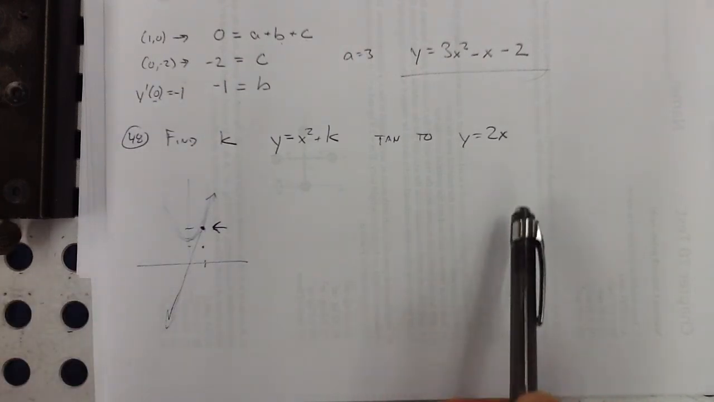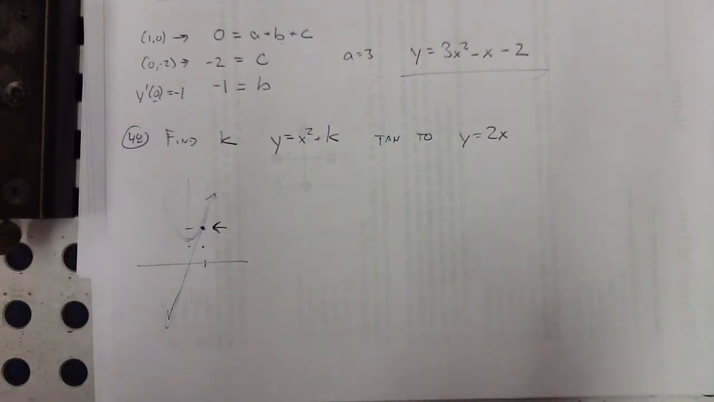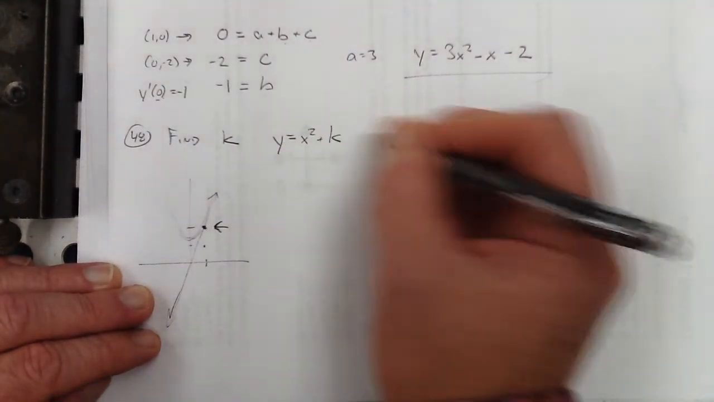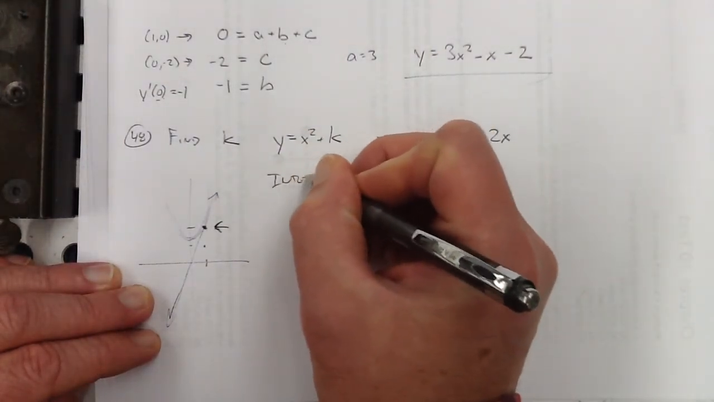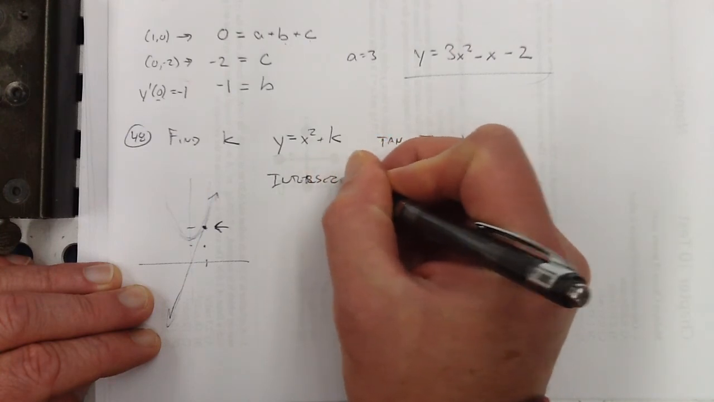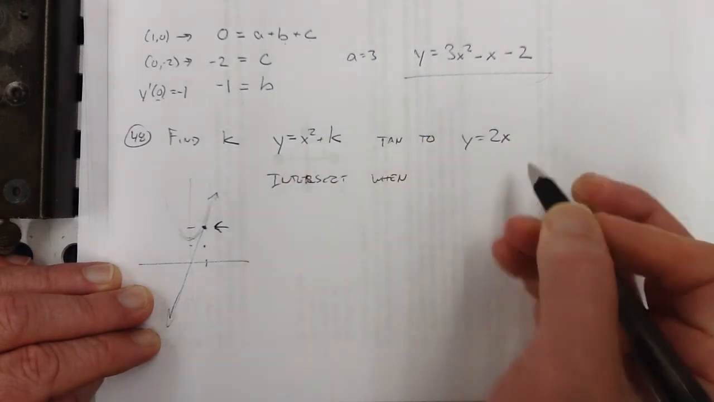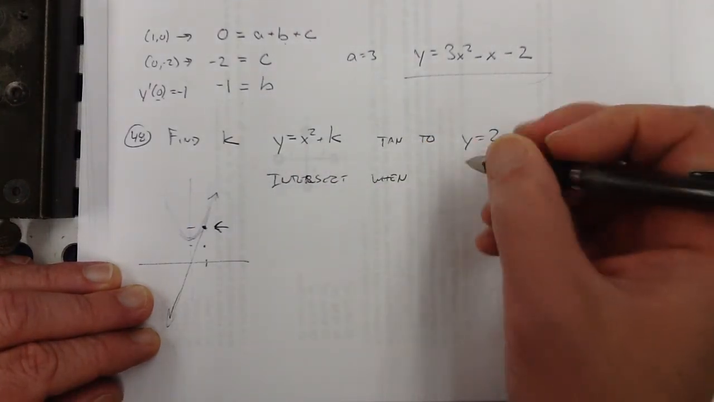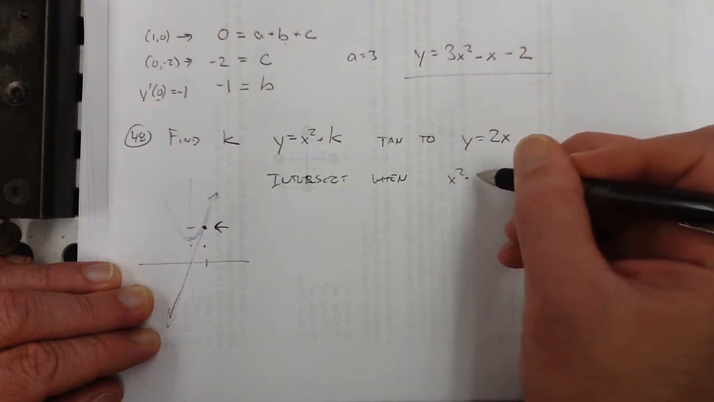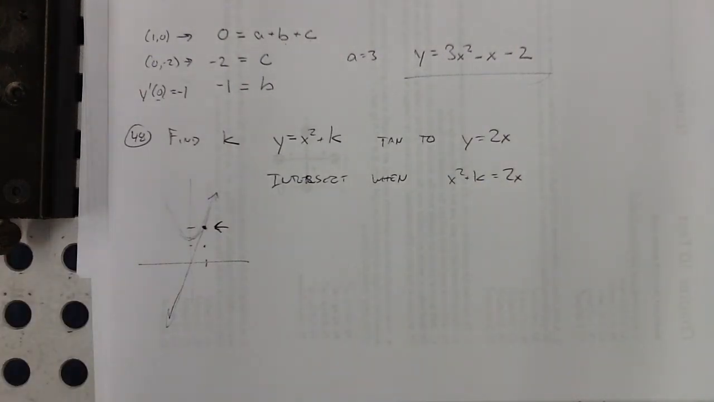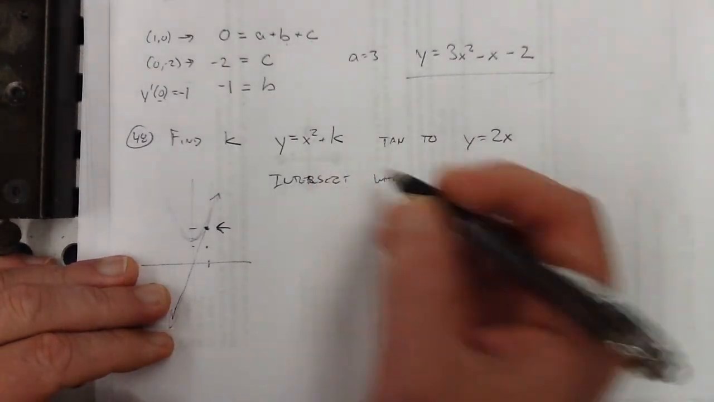Well, that's just the intersection of them, and you've known how to find intersections for many math classes, I think. So these two things intersect when they're equal to each other. So I'm going to set them equal to each other and see what happens. So I get x squared plus k is equal to 2x. All right, I still got an x and a k in there, so I don't know how helpful that is.